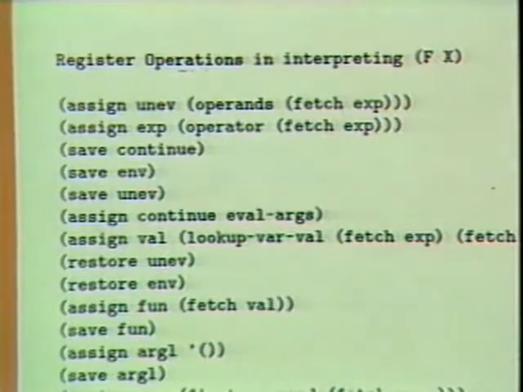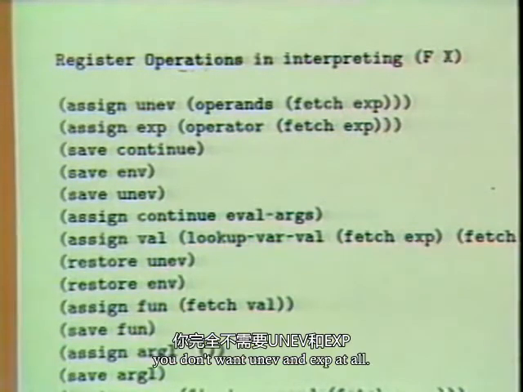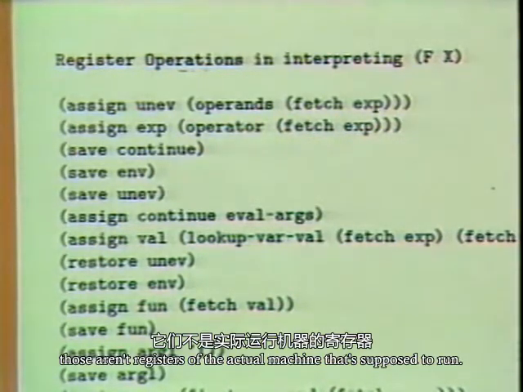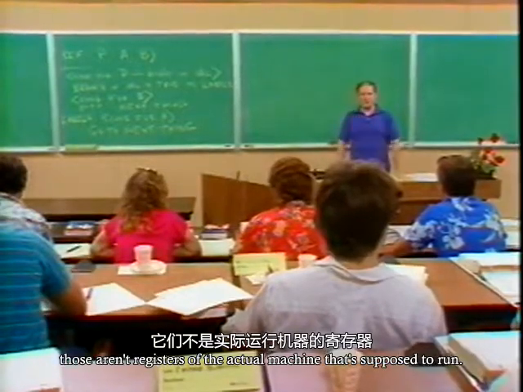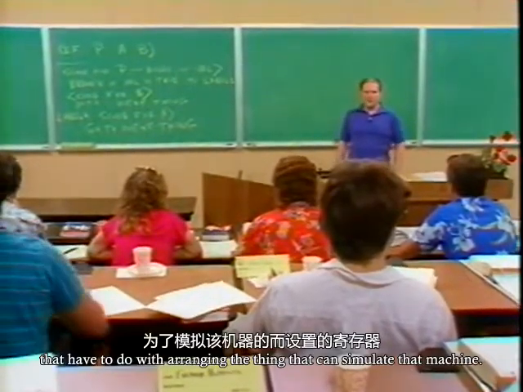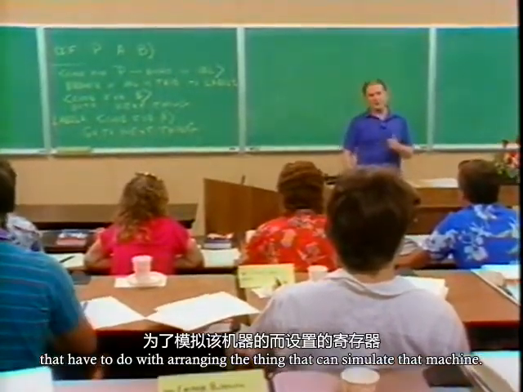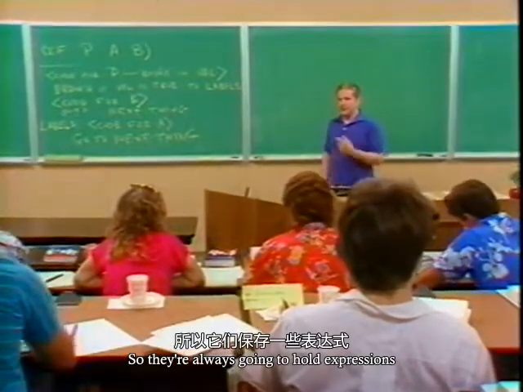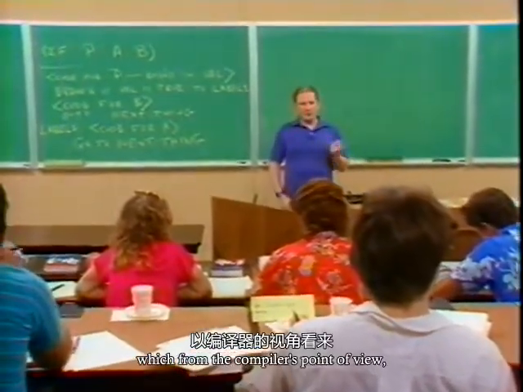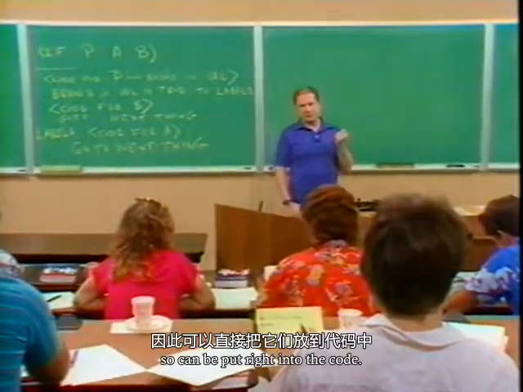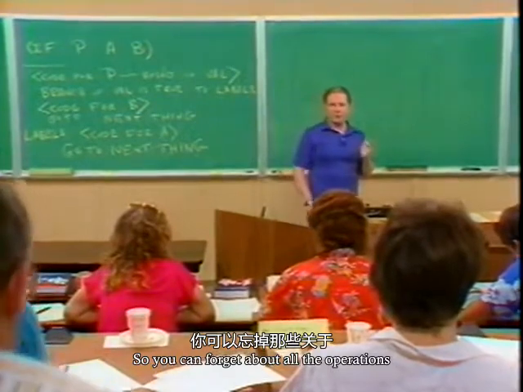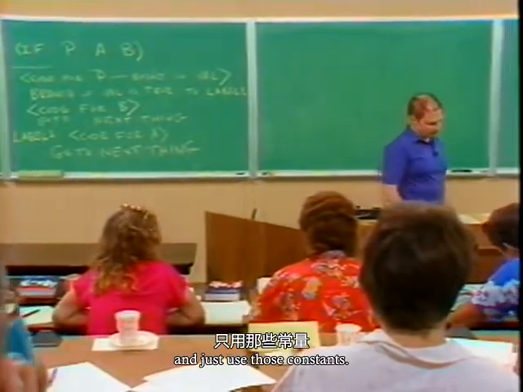So in some sense, you don't want unev and exp at all. See, what they really are, in some sense, those aren't registers of the actual machine that's supposed to run. Those are registers that have to do with arranging the thing that can simulate that machine. So they're always going to hold expressions which, from the compiler's point of view, are just constants, so can be put right into the code. So you can forget about all the operations worrying about exp and unev and just use those constants.